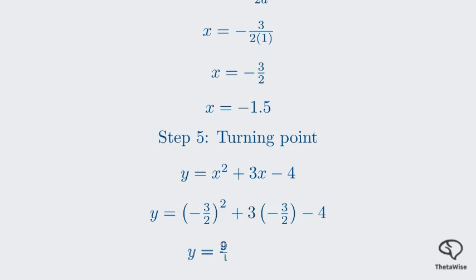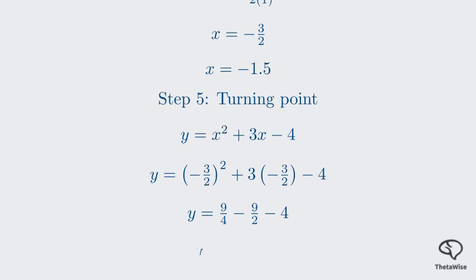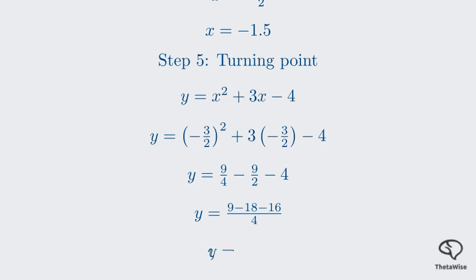Simplifying, we get 9 over 4 minus 9 over 2 minus 4. To combine these, we find a common denominator, which is 4. This gives us 9 minus 18 minus 16 all over 4. This simplifies to negative 25 over 4. This value, negative 25 over 4, is the y-coordinate of our turning point. In mixed number form, this is negative 6 and 1/4.